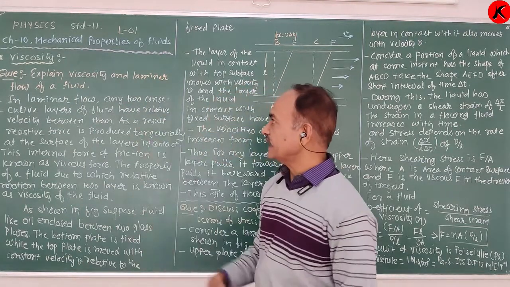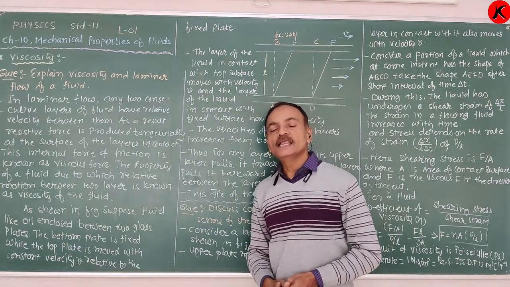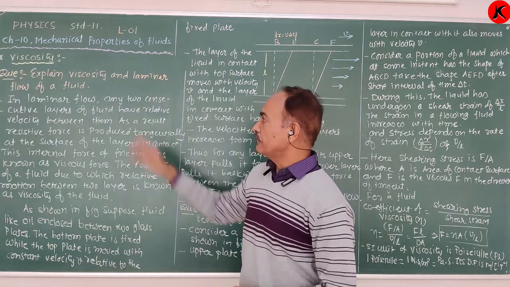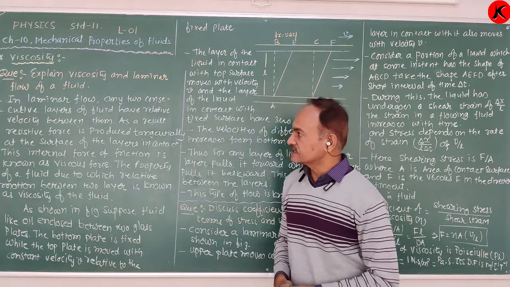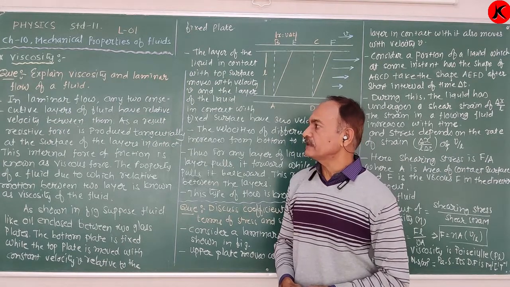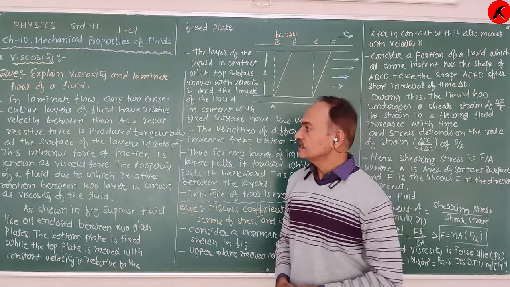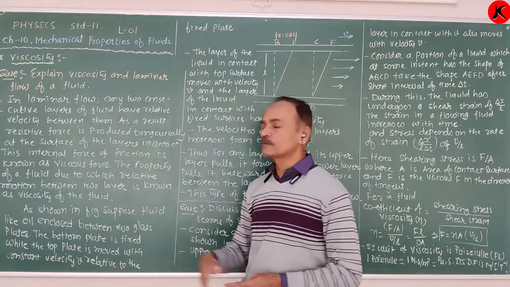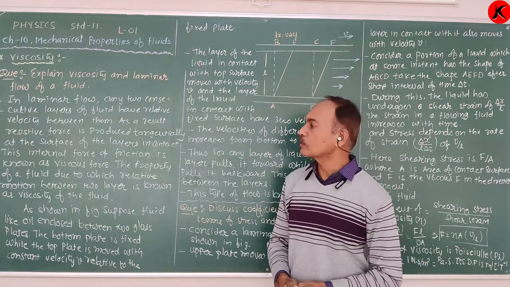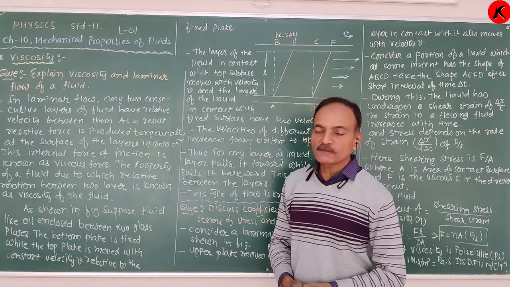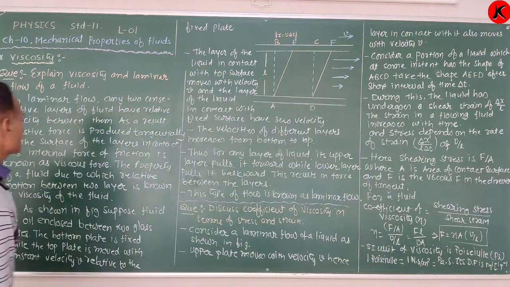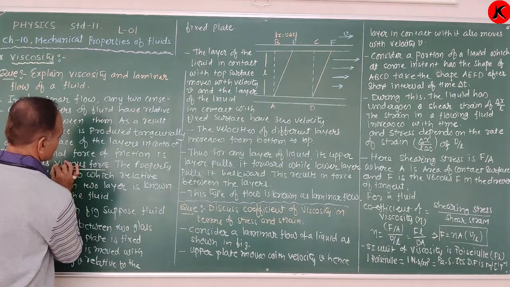Now the question is: explain the viscosity and laminar flow of a fluid. In laminar flow, any two consecutive layers of the fluid have a relative velocity between them. As a result, a resistive force is produced tangentially at the surface of layers in contact. This internal force of friction is known as the viscous force.